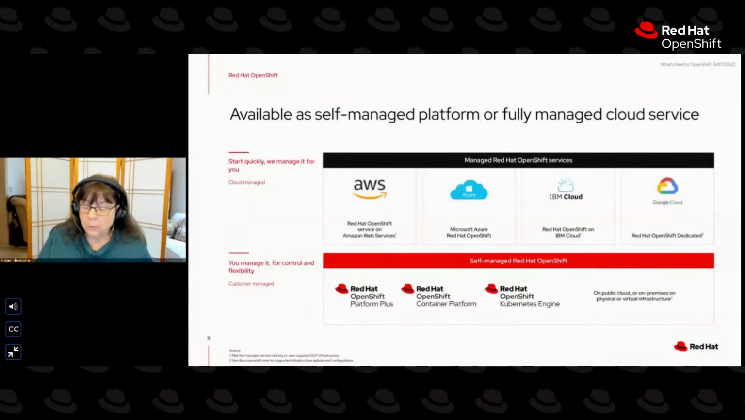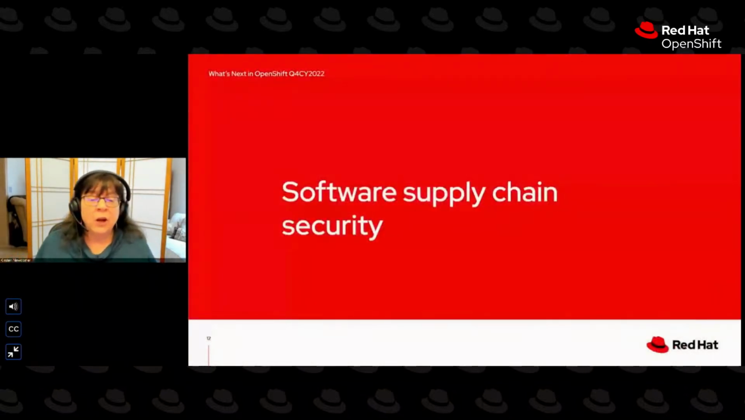OpenShift Container Platform Plus, OpenShift Container Platform, OpenShift Kubernetes Engine are self-managed offerings that you can deploy in your data center, public cloud, or edge location. Choose the model that best suits your needs or a combination of all of the above. OpenShift anywhere, anyway, anytime. And now I'd like to hand off to Shubha Badvi.